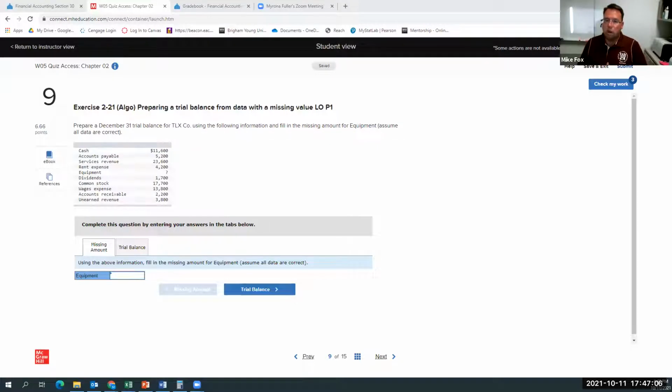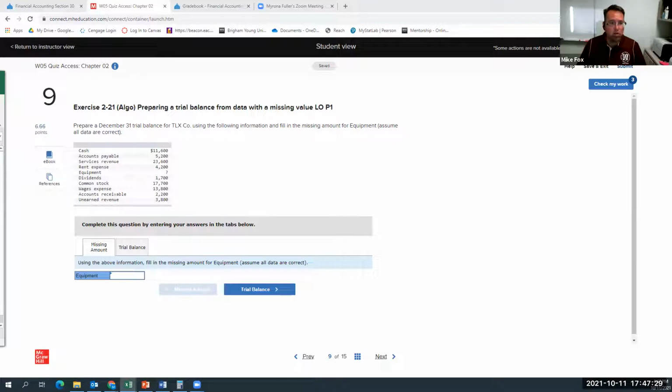Hey everybody, this is problem number 9 on the week 5 quiz for chapter 2. I'm just gonna jump right into it. It asks us to prepare a trial balance, but the first thing it does is give us these accounts and says to assume all the data are correct. But we have one missing. So the first thing we have to do is figure out how much our equipment is.